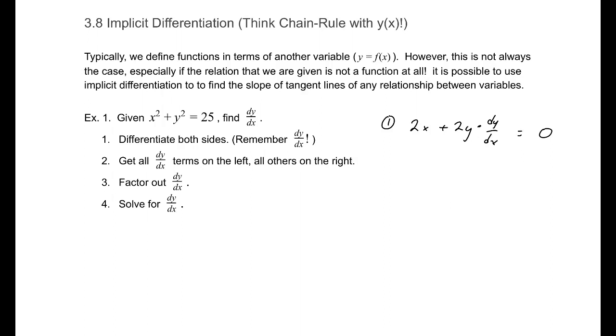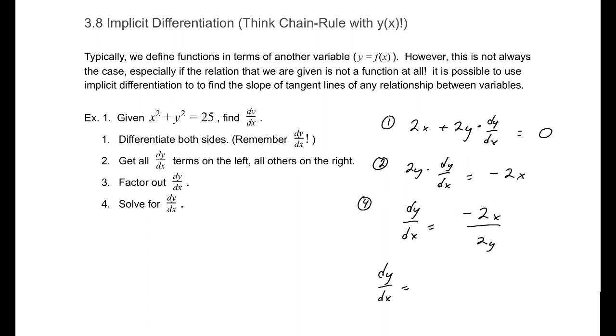Next, we want to get all dy/dx terms on the left and all the others on the right. So in this case, that's fairly straightforward. That would be 2y dy/dx equals negative 2x. We'll factor out dy/dx if we have to. In this case, we don't have to. And solve for dy/dx. So dy/dx equals negative 2x divided by negative 2y. Or better put, negative x over y.